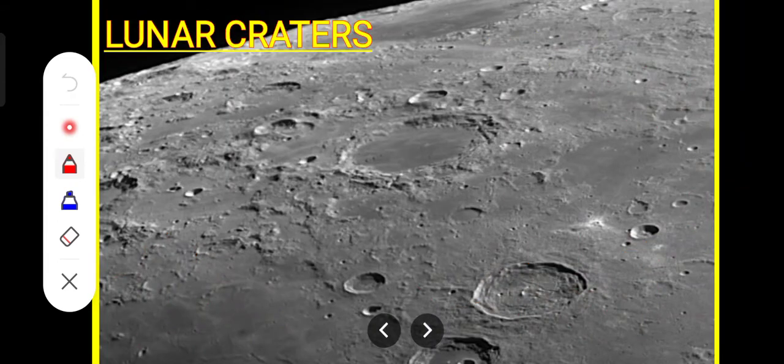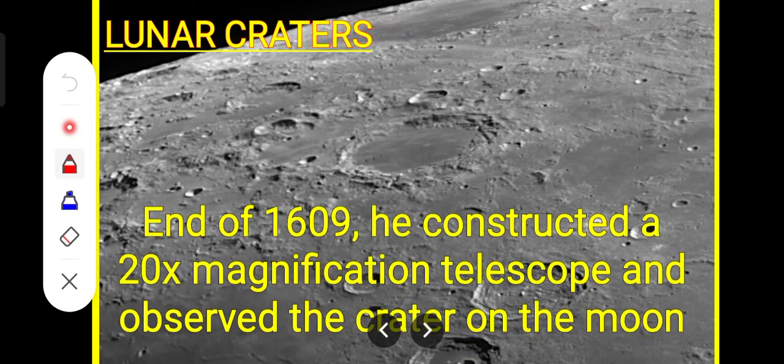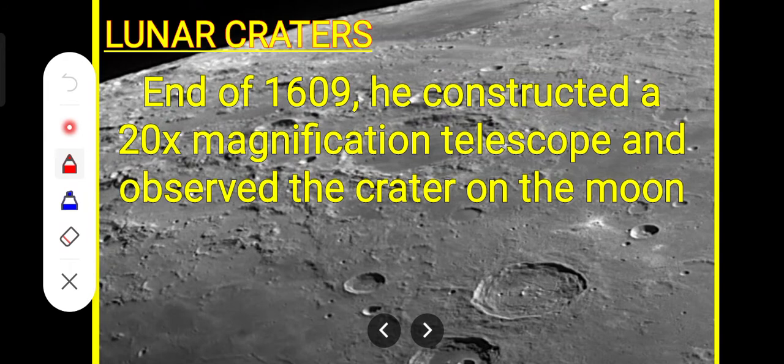So, aside from discovering that there are mountains on the moon, he also constructed a higher magnification, 20 times magnification, at the end of 1609, and observed that there are craters on the moon, which are known as the craters of the moon.